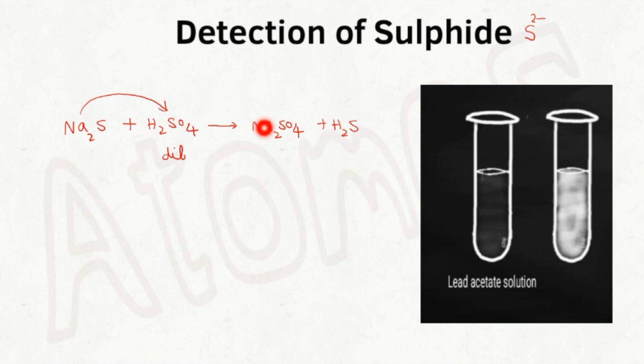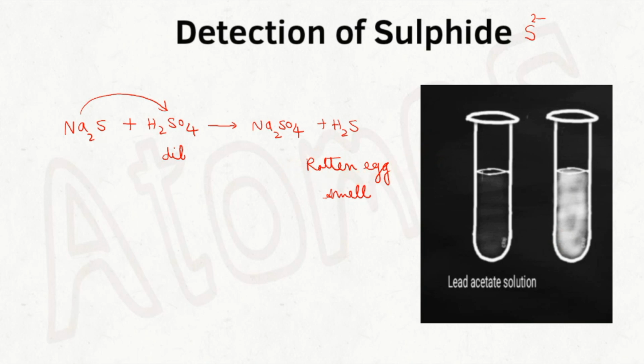You can't observe it because all sodium salts are soluble. But hydrogen sulphide gas you can observe. So how can you identify the presence of hydrogen sulphide gas? It is a colorless gas having the smell of rotten egg.